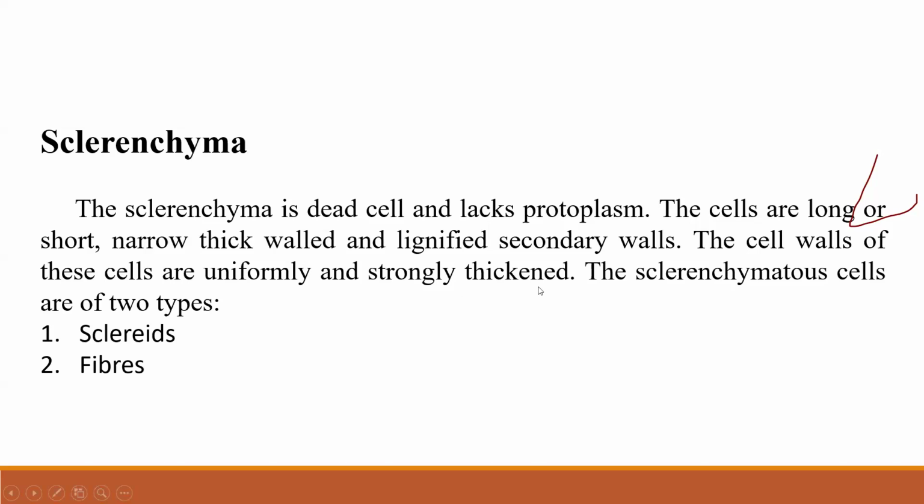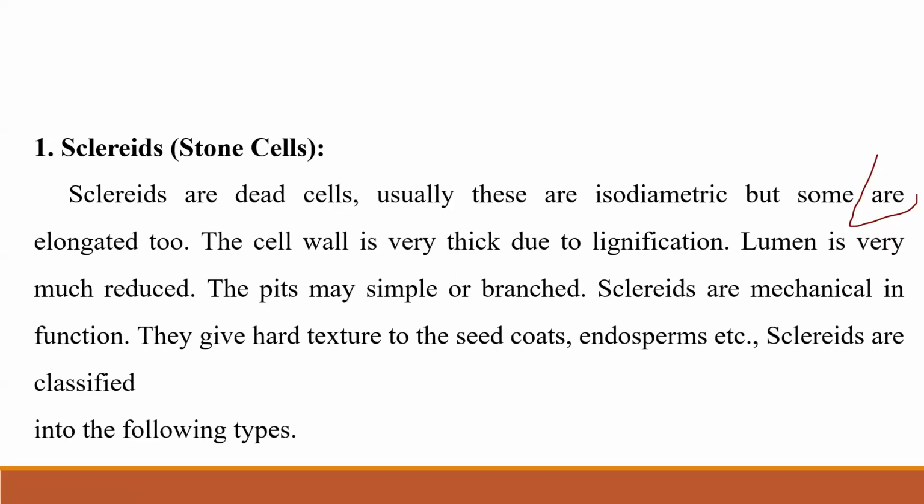The sclerenchymatous cells are of two types, based on the size. The main function of sclerenchyma is that it gives mechanical support. Among these three, that is parenchyma, collenchyma, and sclerenchyma, the sclerenchyma is a dead cell. Sclerenchymatous cells are again classified into two types, that is the sclerites and fibers. The first one is the sclerites. Sclerites are also called stone cells.